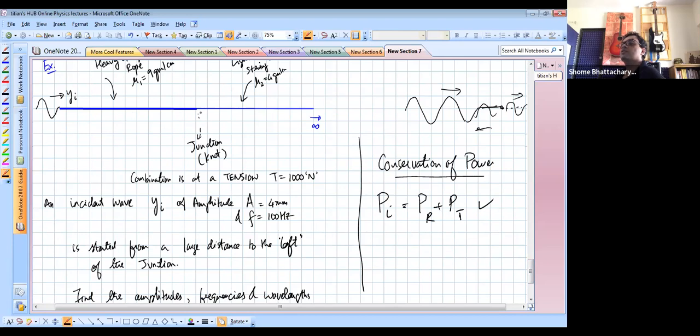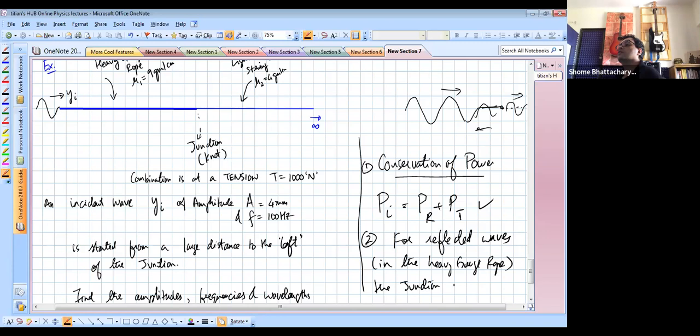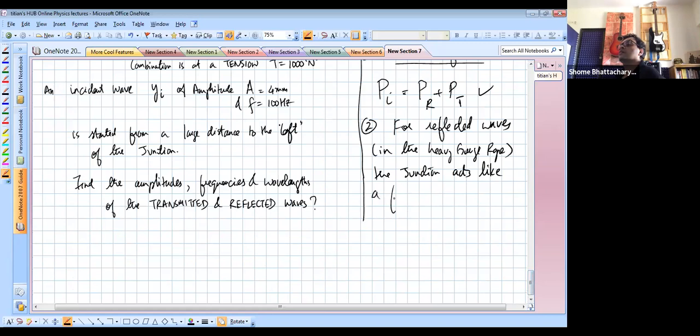So that is one thing we'll use. And the other thing is we'll use the concept of reflection at a boundary. For reflected waves, in the heavier medium, the junction point acts like a flexible boundary for reflection of the incident wave.